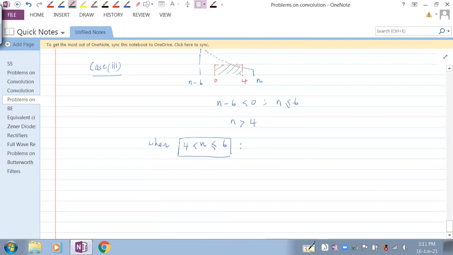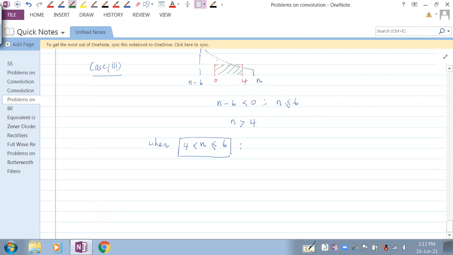This is the overlapping range. From where to where the overlapping is, can you make out now? The overlapping is there from 0 to 4. Isn't it? The overlapping is there from 0 to 4. Let's see how the thing looks like.